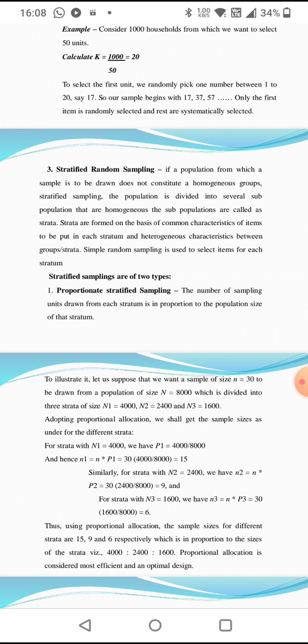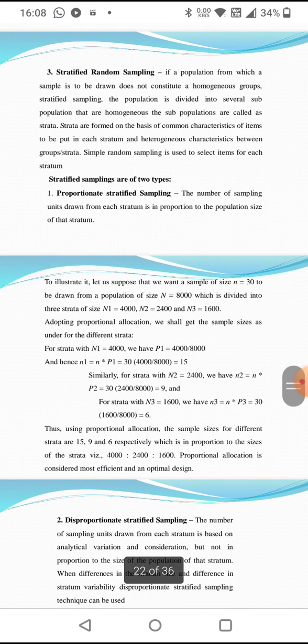So the first one is proportionate stratified sampling. The number of sampling units drawn from each stratum is in proportion to the population size of the stratum. To illustrate, let us suppose that we want a sample size of n equal to 30 to be drawn from a population of capital N equal to 8000, which is divided into 3 strata. N1 is 4000, N2 is 2400 and N3 is 1600. Adopting proportional allocation, we shall get the sample size as under for the different strata.